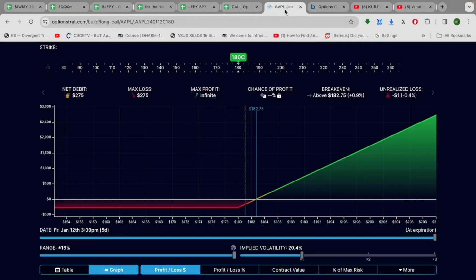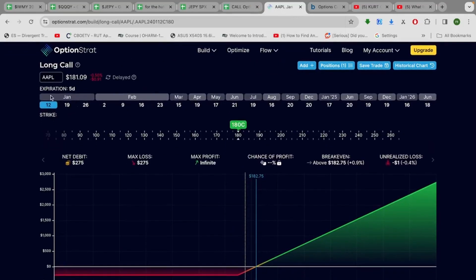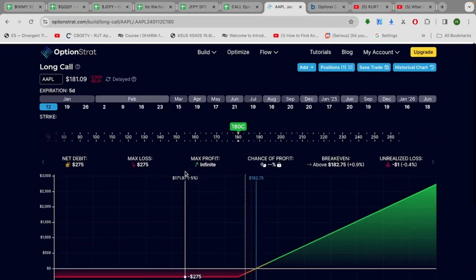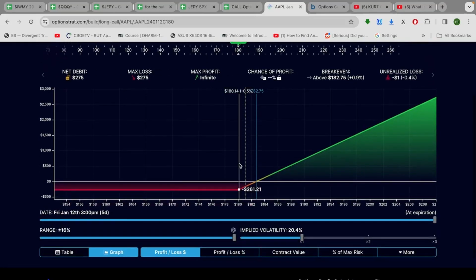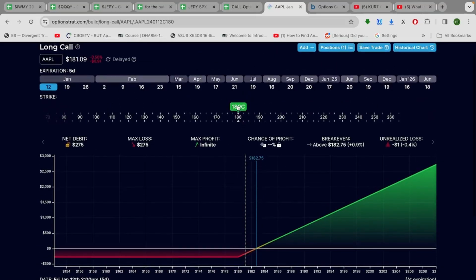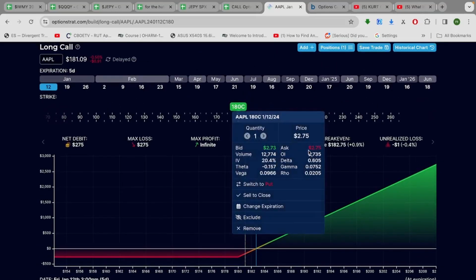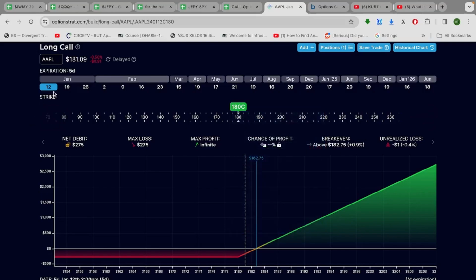Let's look at a real world example. Let's look at buying a call on Apple. We're going to stick with the same type of thing. We're going to look at an at the money call, where Apple's price is 180, so the at the money call would be the 180 call. Looking right here, this call costs $2.75 to buy. So that's what you're paying for rent. You're renting it for a week, because it expires on the 12th.